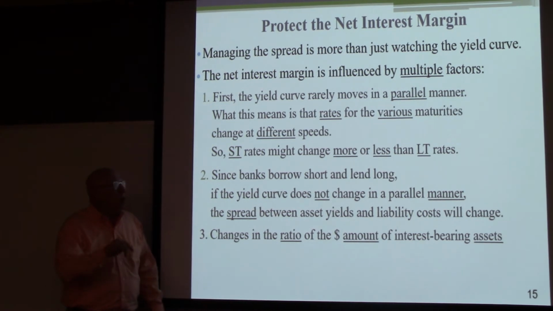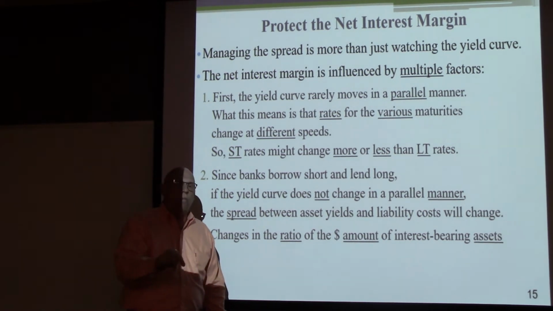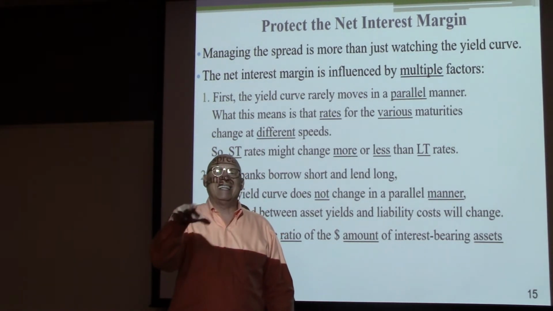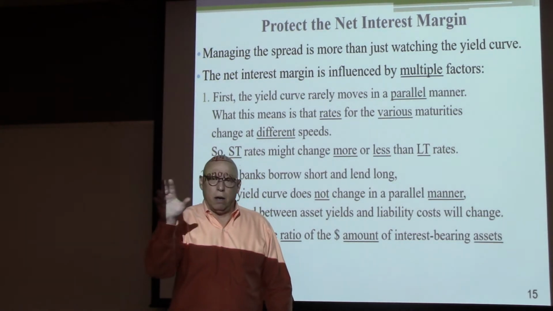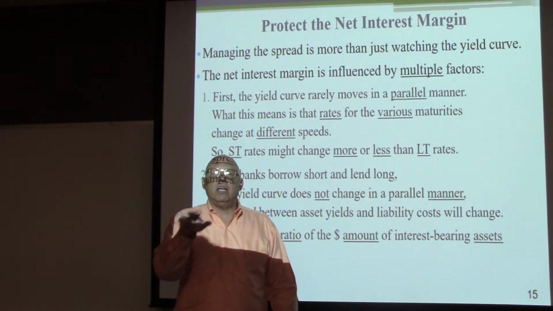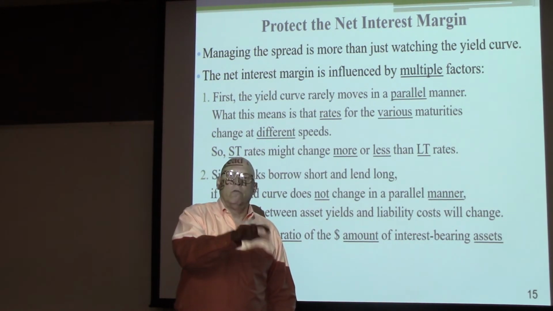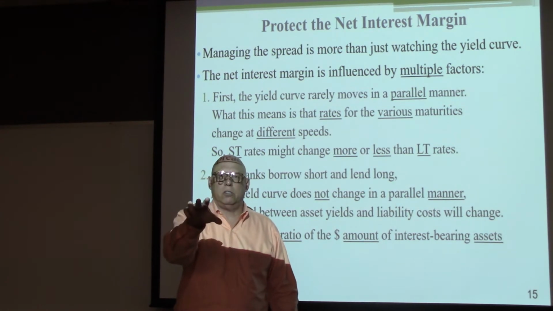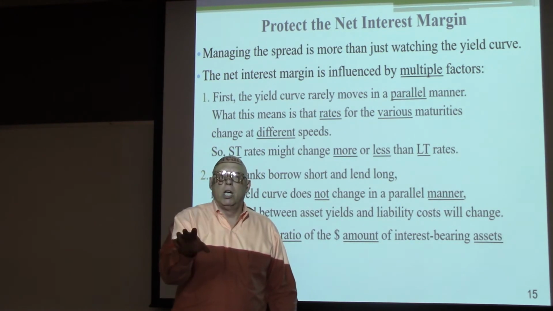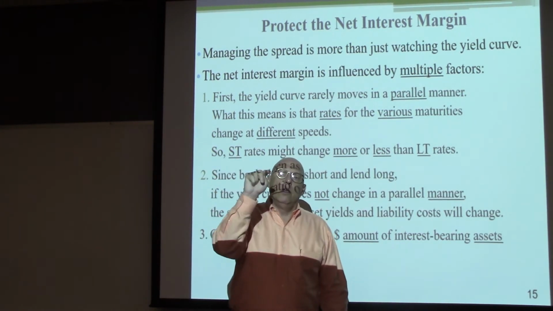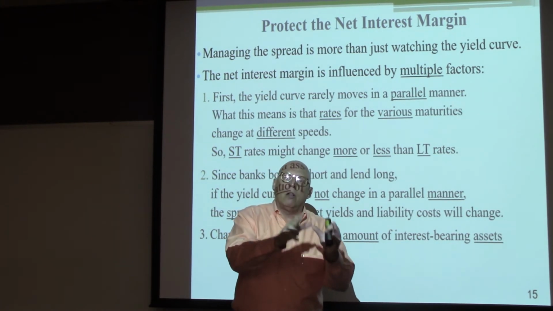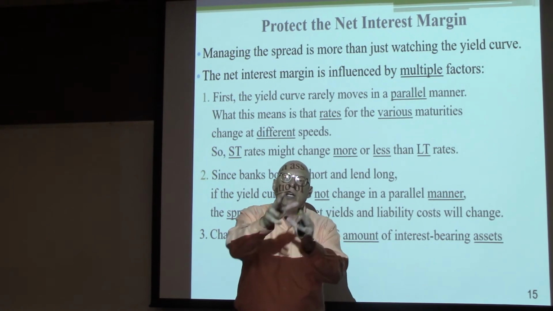Changes in the ratio of the dollar amount, so how much you have in assets versus how much you have in liabilities, affects the spread, the margin. How much you have in short-term assets versus long-term assets versus how much you have in liabilities affects the spread. So you have the spread, the difference in rates, but you also have the dollar amount invested in all of those things.